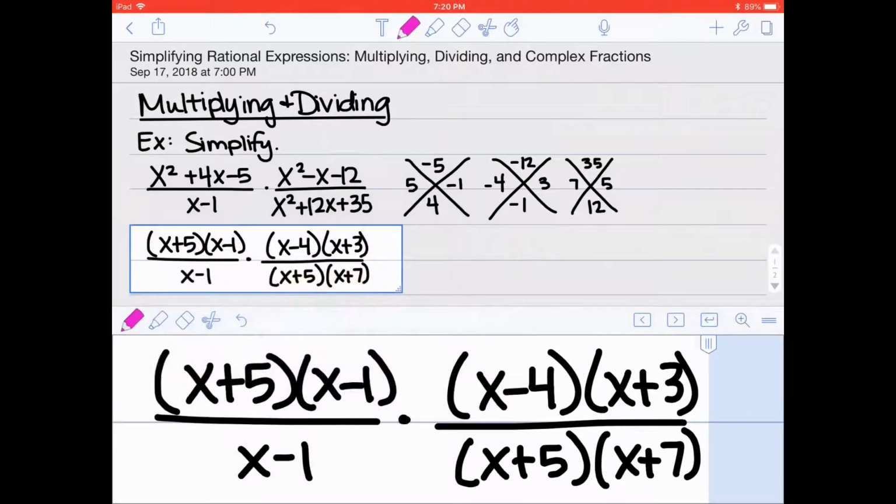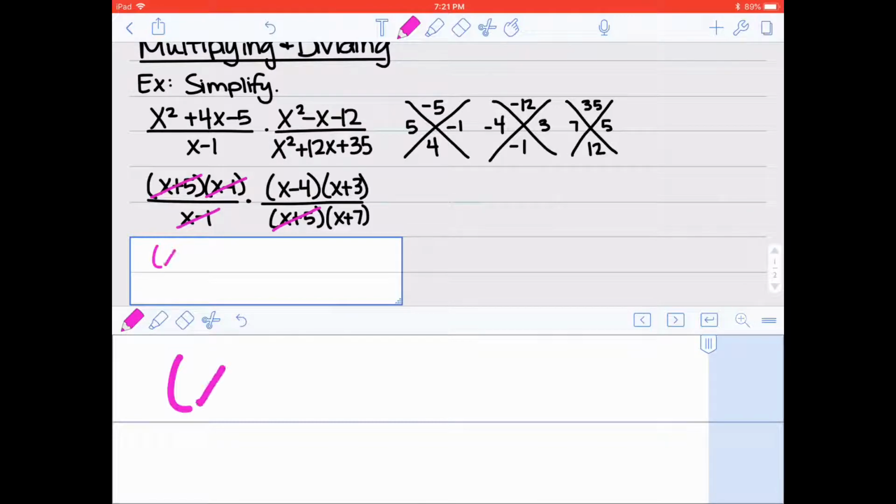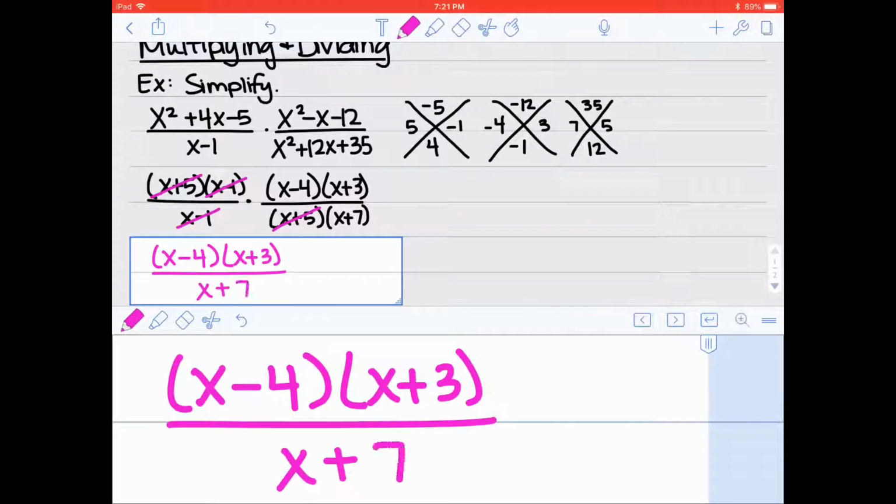I'm going to change colors so we can see it. I have a factor of x plus 5 on the top. So x plus 5 is being multiplied, but it's also being divided, and those are inverse operations, so they're going to cancel each other out. I also have an x minus 1 on the top and an x minus 1 on the bottom, and those are going to divide out to be a 1, so they cancel as well. So our final simplified result is just the leftover factors, x minus 4, x plus 3, divided by x plus 7, and that's all we have to do to simplify it. We're completely done.